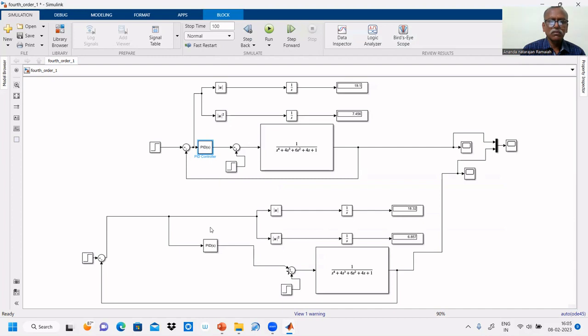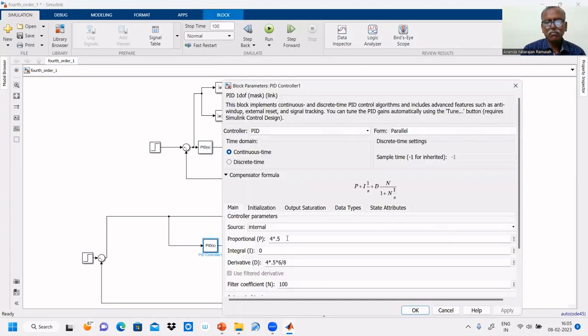Now here let us enter only for PI. PI means 0.45, so 4 multiplied by 0.45, multiplied by 6 divided by 1.2.